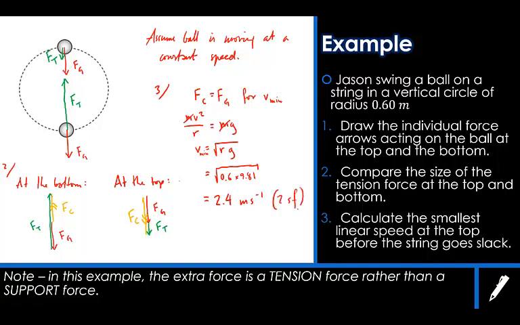Any speed slower than that, and the string will go slack. Any speed higher than that, and there will still need to be a little bit of this tension force at the top to provide the extra force required for the centripetal force. Okay.